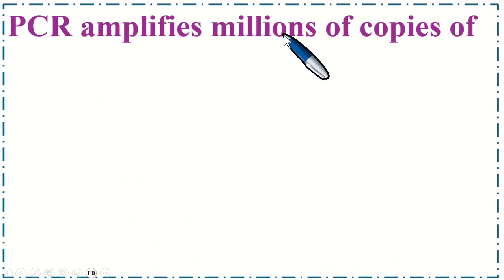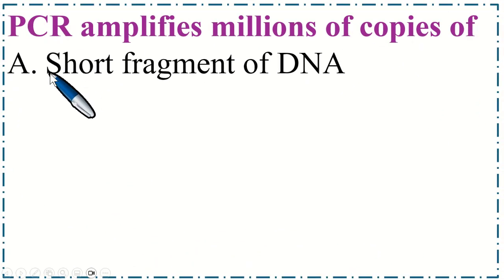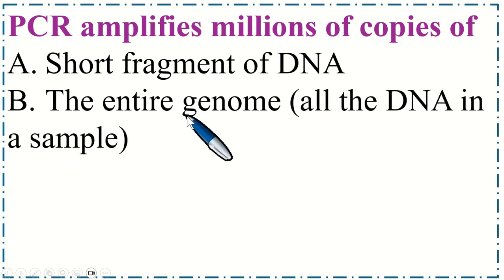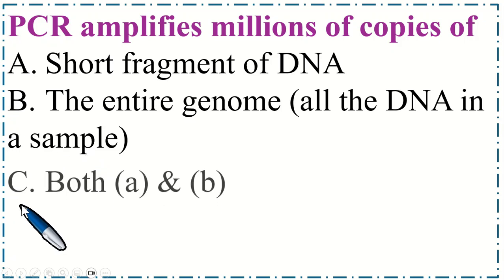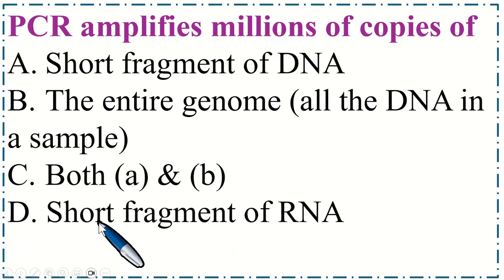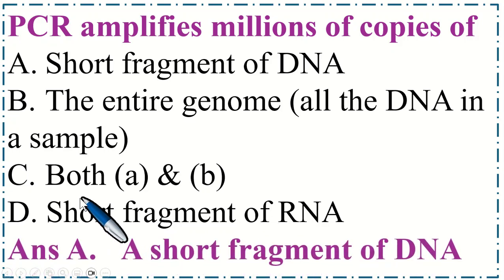PCR amplifies millions of copies of option A, short fragment of DNA; B, the entire genome, all the DNA in a sample; C, both A and B; and option D, short fragment of RNA. So the correct option is A. A short fragment of DNA.